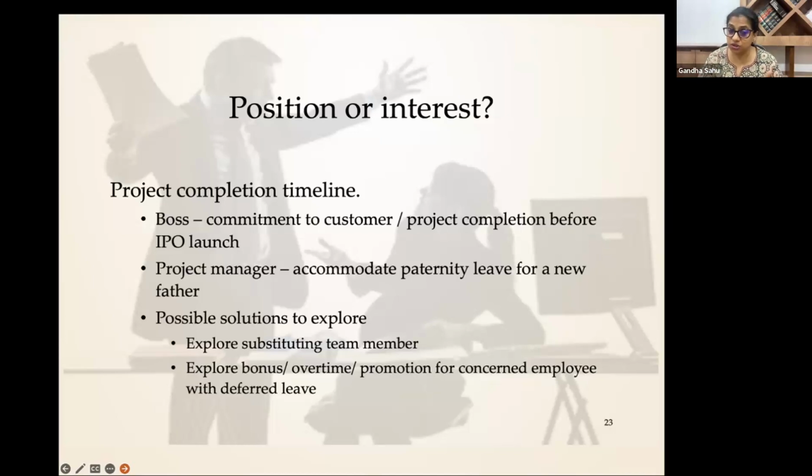They can explore substituting a team member. They can explore a bonus for the concerned employee, that one individual who's not available during that time, giving him an incentive to be available. So this is a scenario in terms of how interest and position is important when it comes to finding a solution.